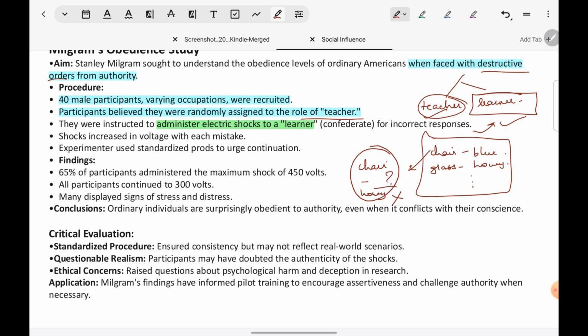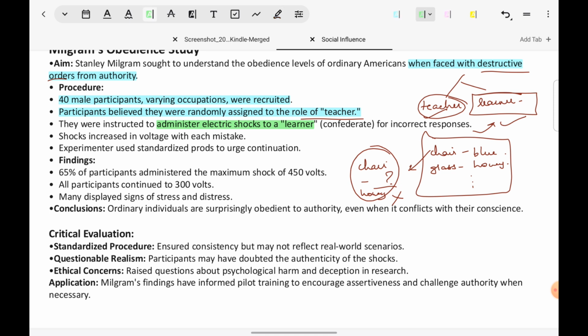We must know right now, actually no shocks were being administered to anybody in this study. It was a fake setup. The teacher was made to believe that he is giving shocks to the learner. The learner was an assistant of the researcher, as we had seen, so the learner was just pretending to receive shocks, but the teacher did not know this. The teacher thought that he was actually giving shocks to the learner.